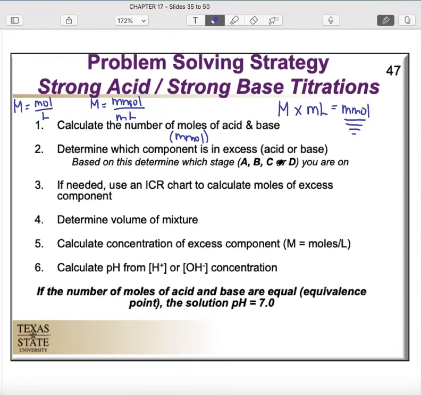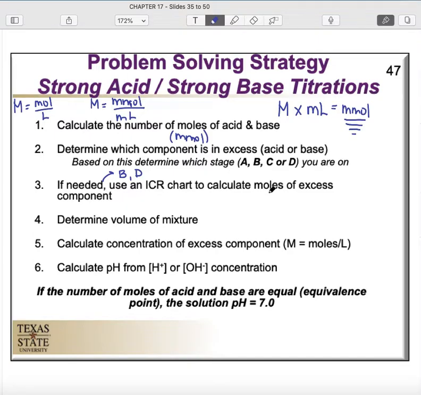If needed for stages B or D, you will then use an ICR chart in order to calculate the number of moles that are in excess. There's other ways other than the ICR chart. As long as you do the accounting on the moles, you don't actually have to have an ICR chart. So just to let you know, we're just going to do it to have an organized way to look at the number of moles that are left over.